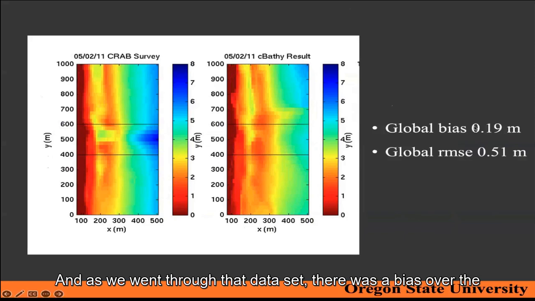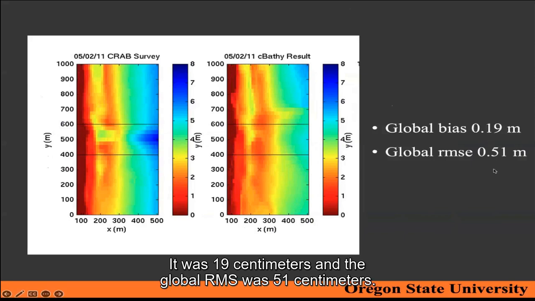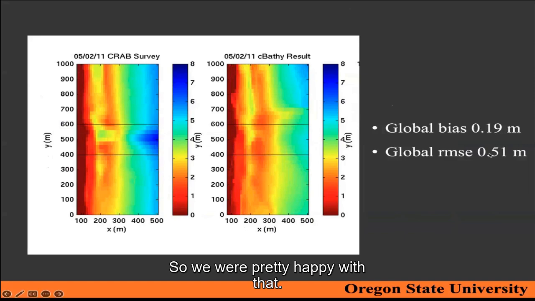And as we went through that data set, the bias over the entire data set, hands-off, turnkey, was 19 centimeters, and the global RMS was 51 centimeters. So we were pretty happy with that.